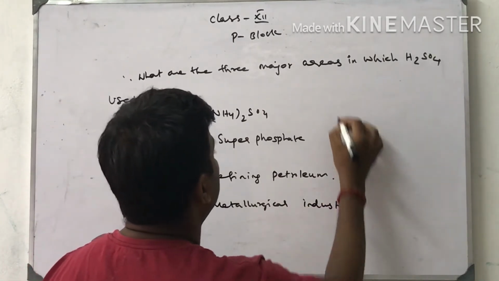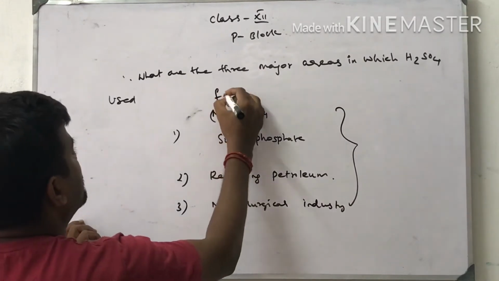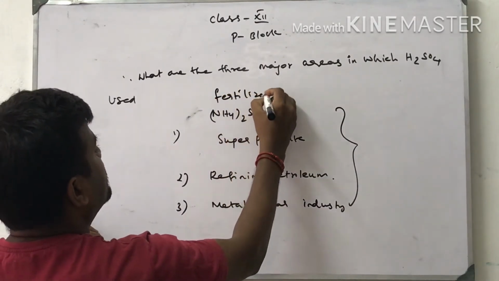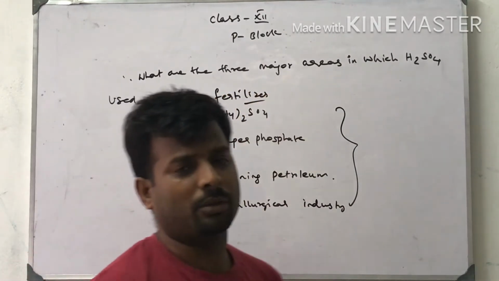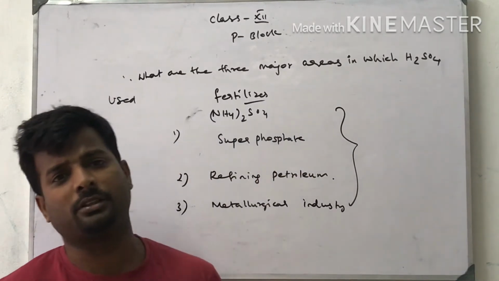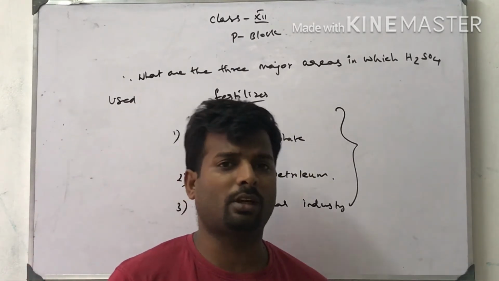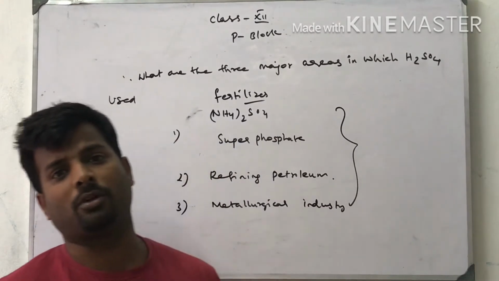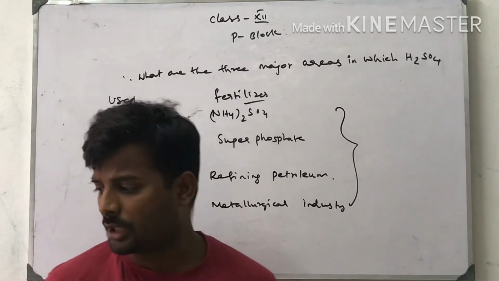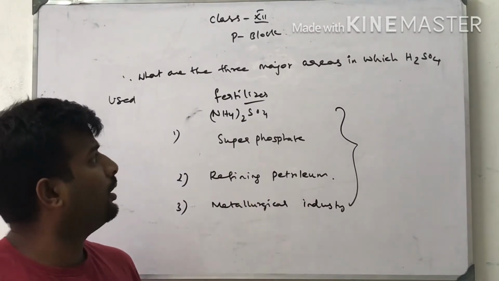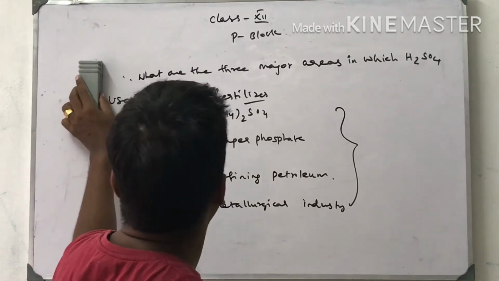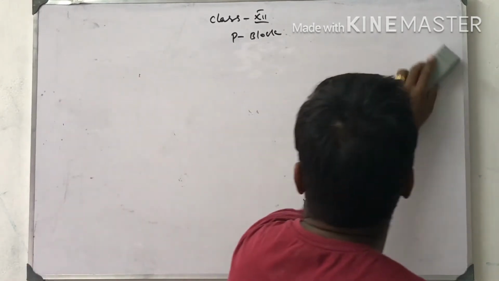Okay, so these are the main three areas. First is fertilizer, and also it is used in the manufacture of dyes, paints, pigments, etc. Detergent also, in the detergent industry also a small amount of sulfuric acid is used. Okay, so these are the three main areas of sulfuric acid use. Next question.